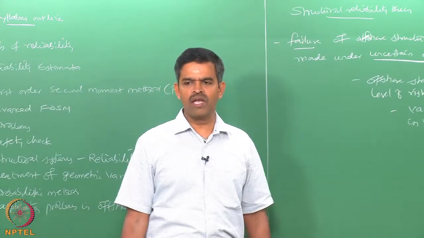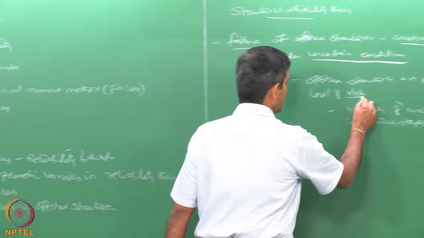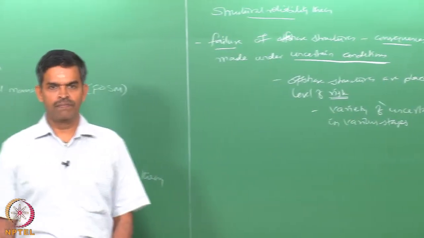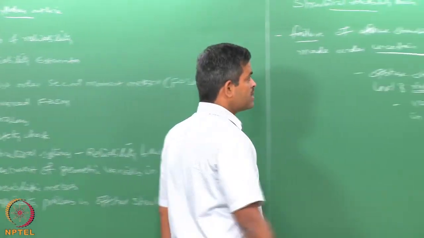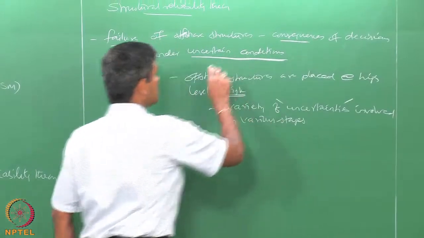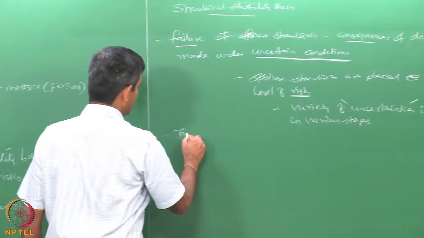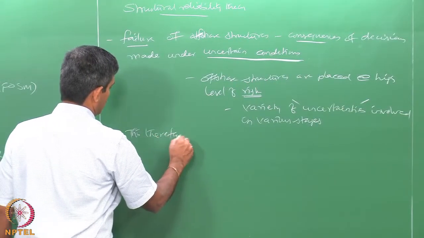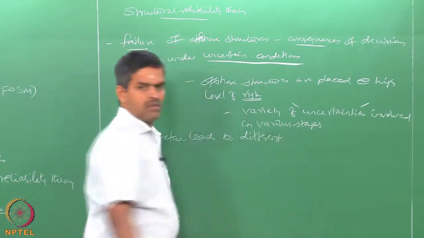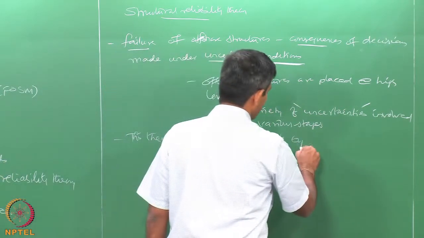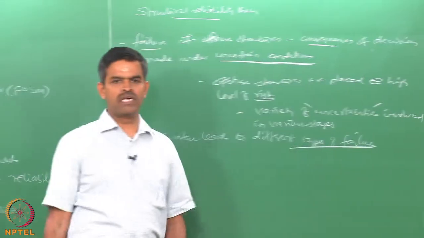The moment I say failure, in fact I am compromising on safety. On the other hand, I am challenging the risk level of the offshore structure. Therefore, it is very important that the decisions made under uncertain conditions lead to different types of failure. Now, the moment I say different types of failure, let us try to elaborate this.